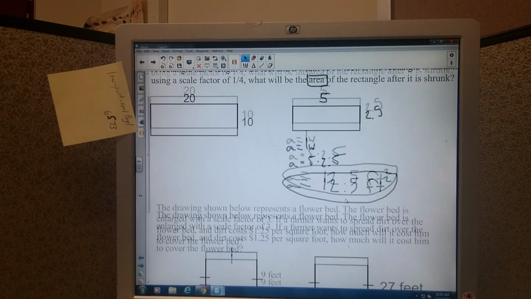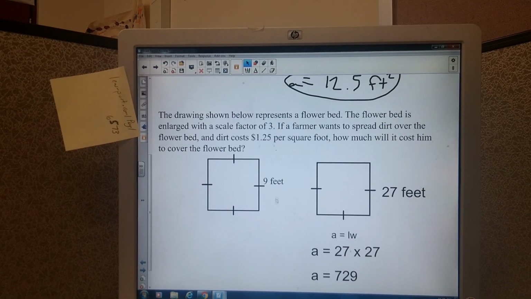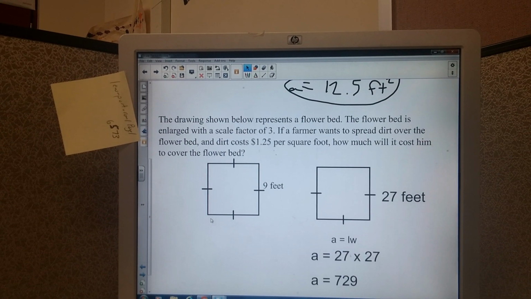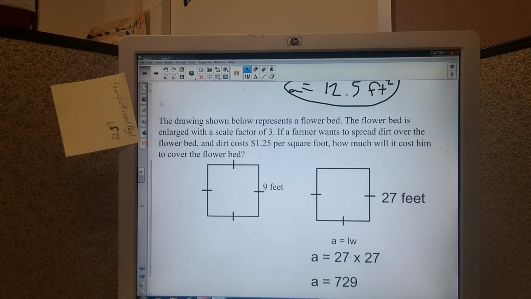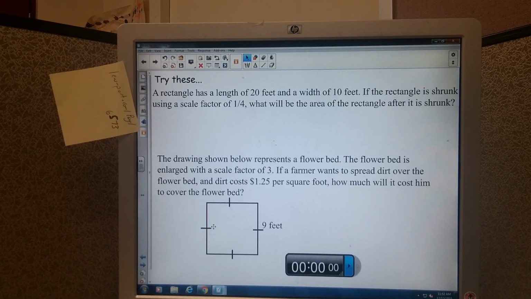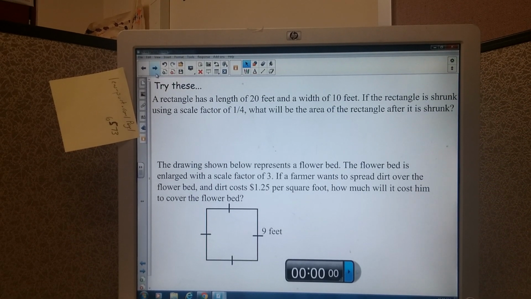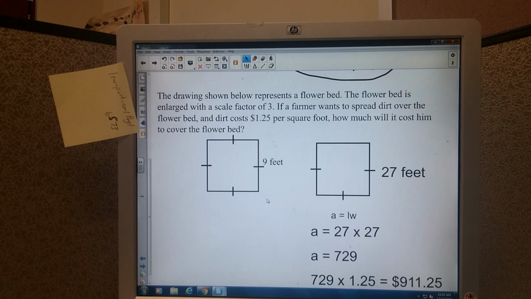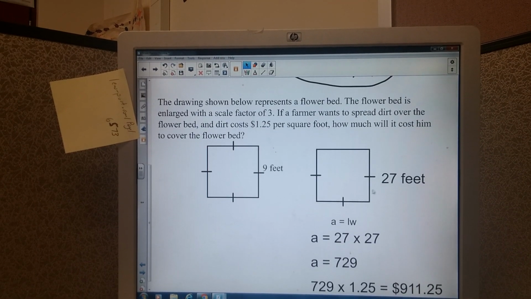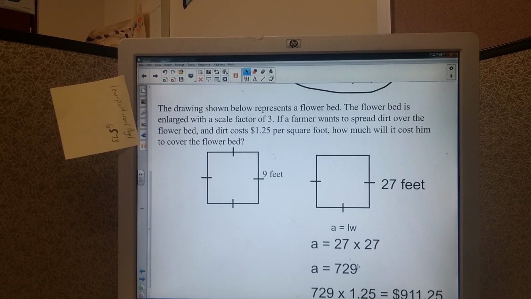The second one, this is not any harder, it's just one additional step. It gives us a drawing here, and the flower bed is enlarged with a scale factor of 3. If you go to the previous slide, you see that this square has 4 identical hash marks, meaning all those sides are congruent, meaning it's got to be a square. So, if it's enlarged with a scale factor of 3, that means each side will measure 27 because it's a square. 27 times 27 is 729 square feet.